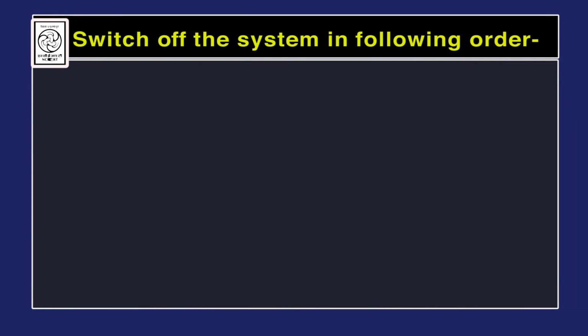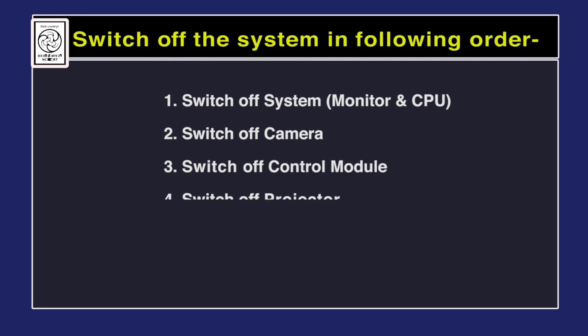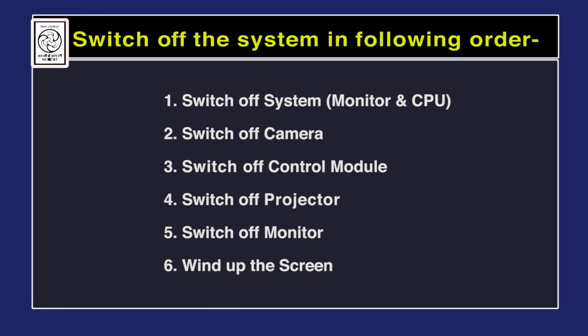Switch off the system in the following order. Switch off the CPU, then camera, control module, then projector, monitor, in the last wind up the screen. This order of switching on and off the equipments is essential to ensure the proper shutdown of the devices. Missing an order may lead to the crashing of concerned equipment in a line. Again, I request all the viewers to follow this order carefully.